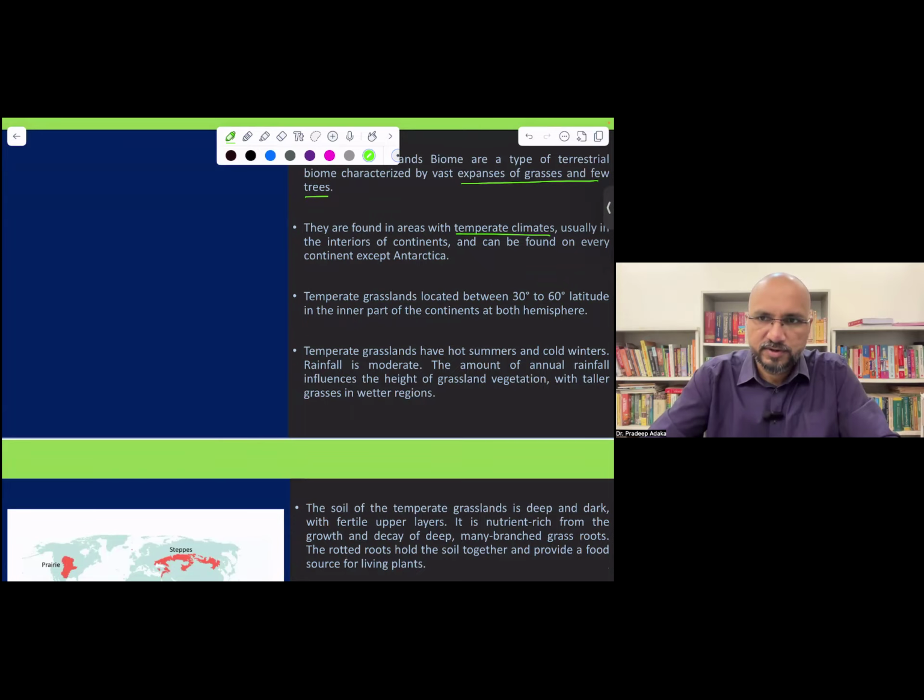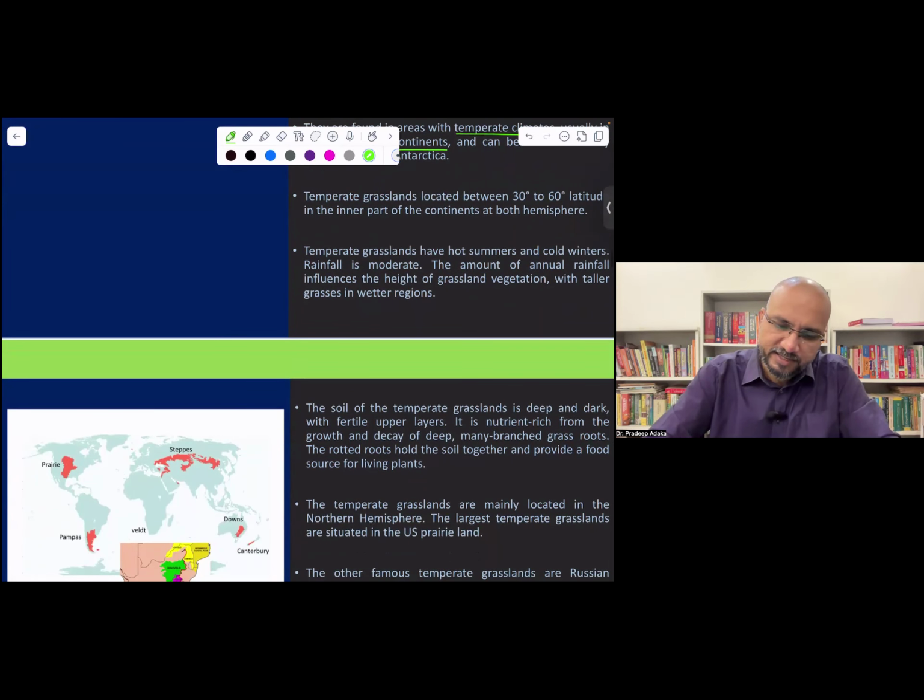These biomes are found at higher latitudes, usually in the interiors of the continents, and can be found on every continent except Antarctica. Now they are between 30 to 60 degrees latitude. Tropical grasslands are found in tropical areas between the Tropic of Cancer and Capricorn. Here, at higher latitudes in the temperate regions, you will find temperate grasslands, in the interior or the inner part of the continents.